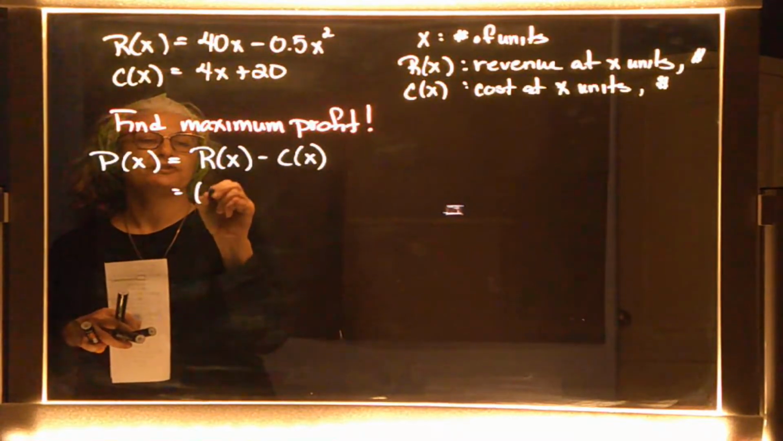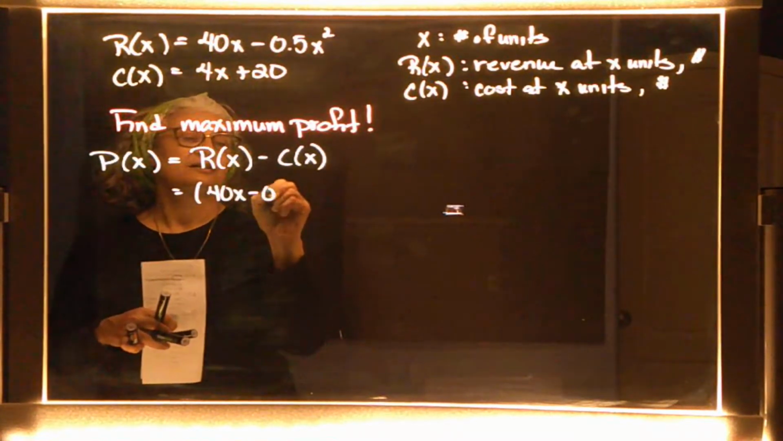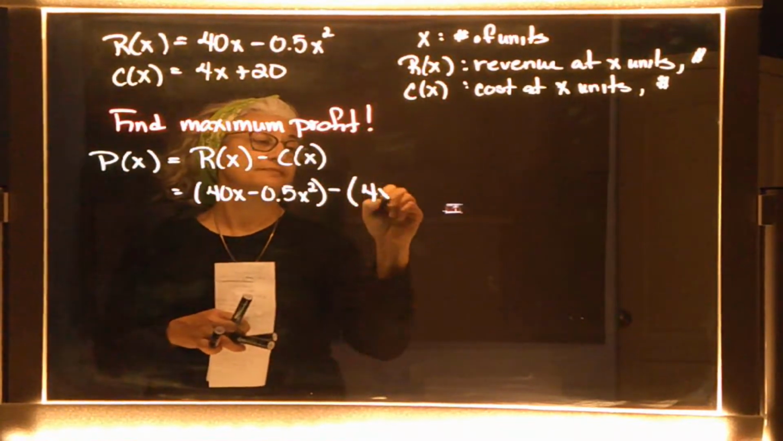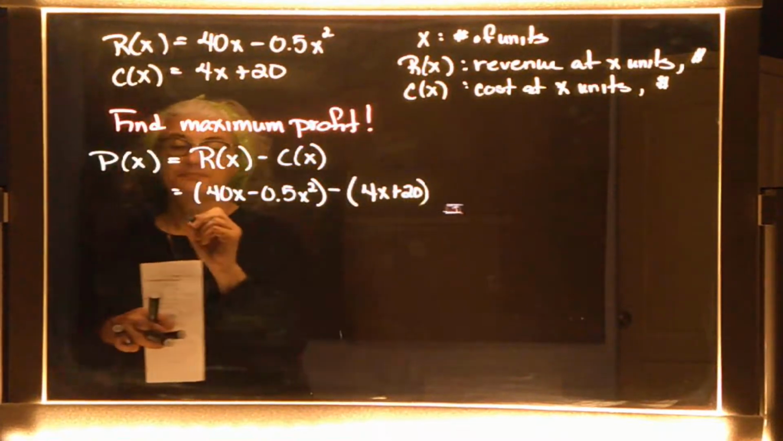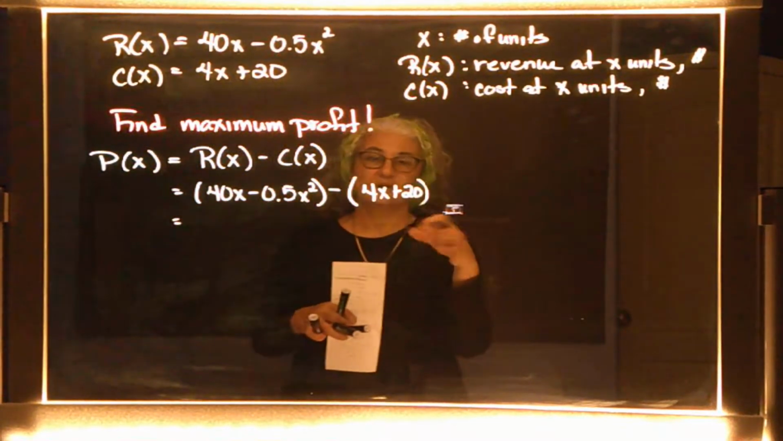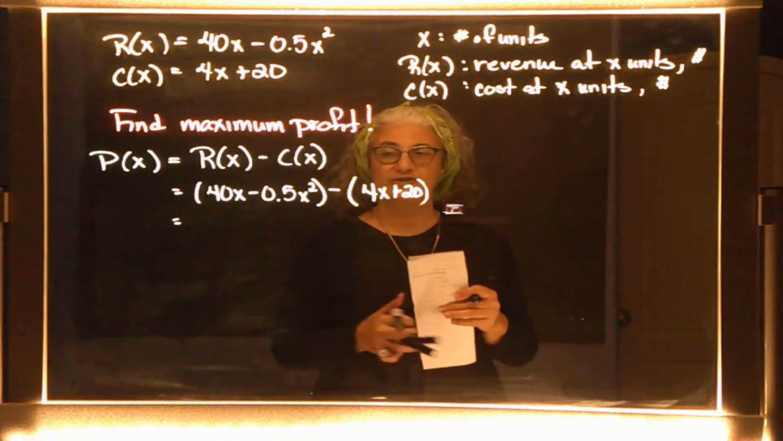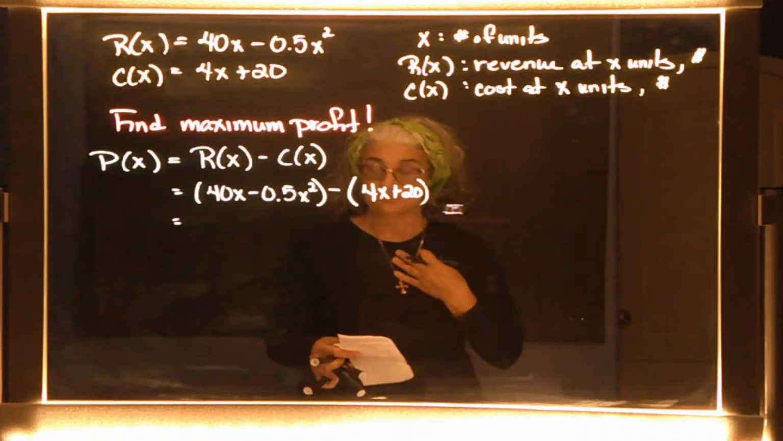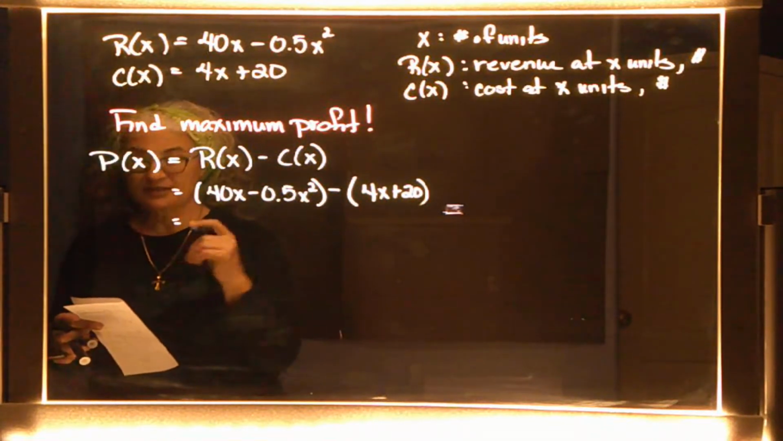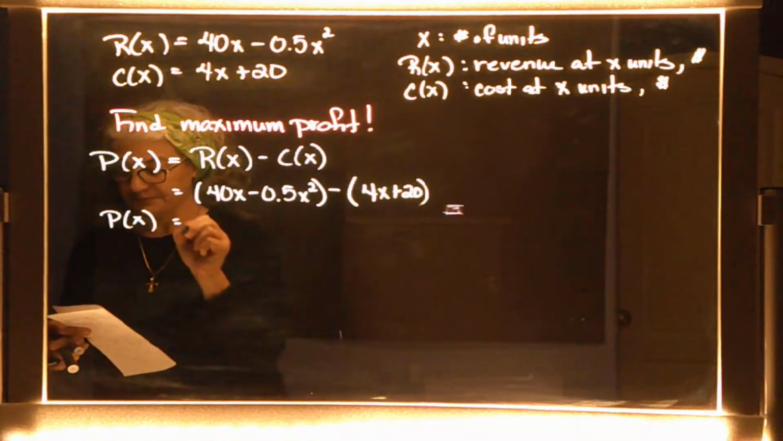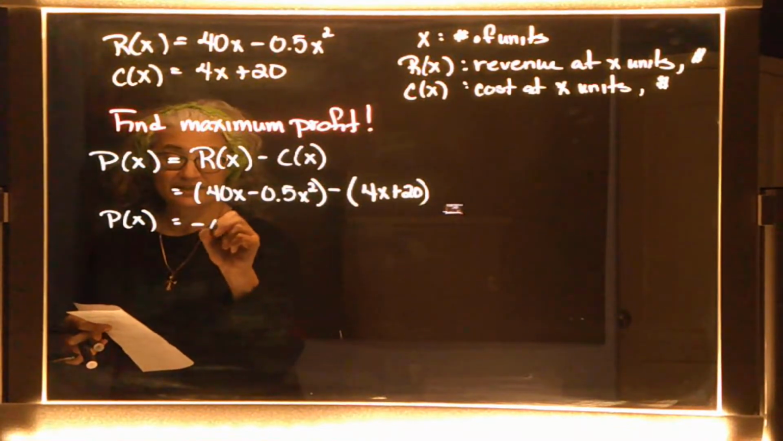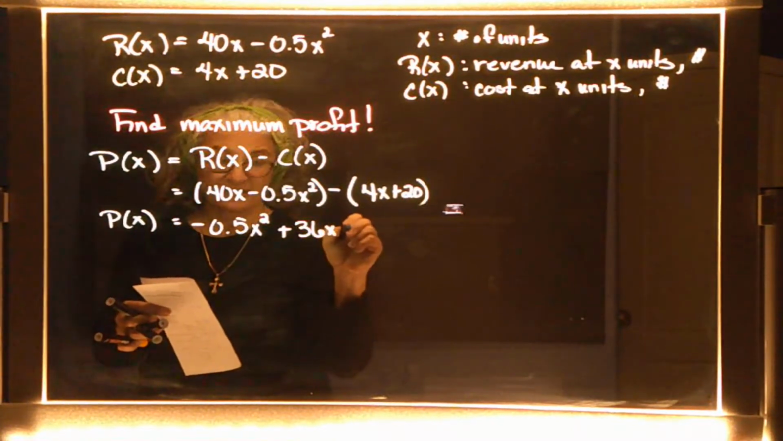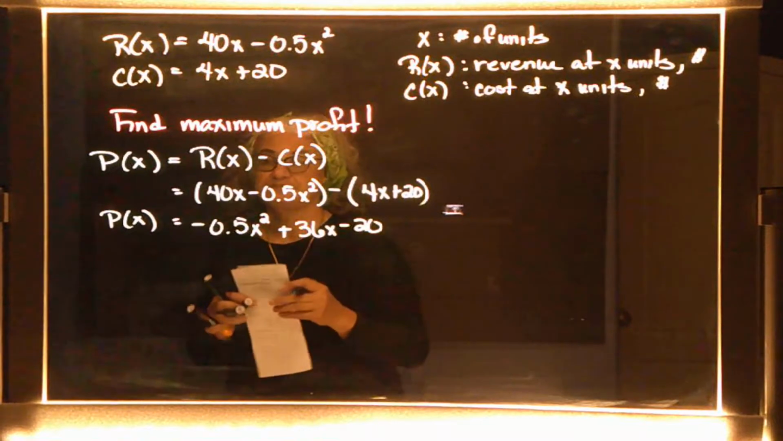We're just saying. At least we hope we have leftover. Okay, so here's our revenue. That's the revenue function, I should say. And we're going to subtract the cost function. All right. Now you all go do your algebra, distribute your minus sign, collect your like terms. But when I did all that, this is what I got for my profit function. I got negative 0.5x squared plus 36x minus 20. Did you?